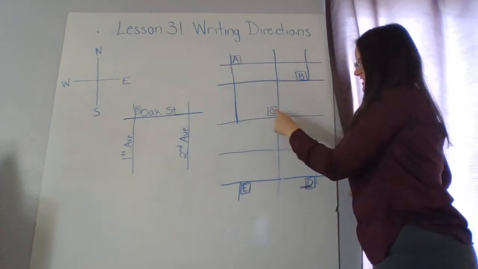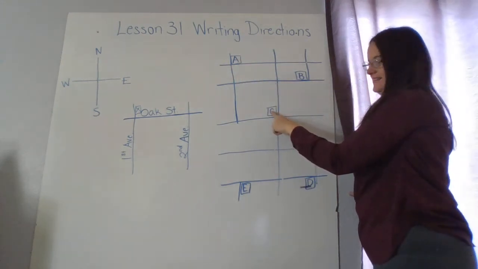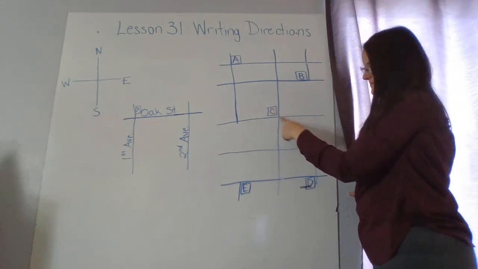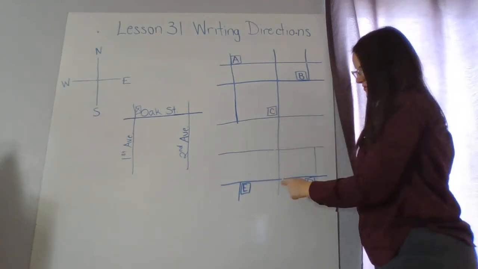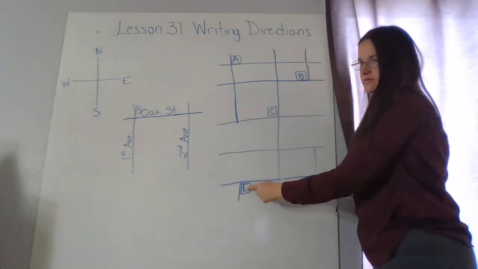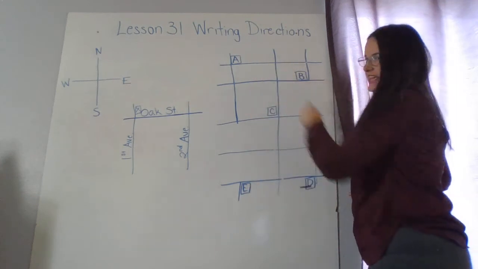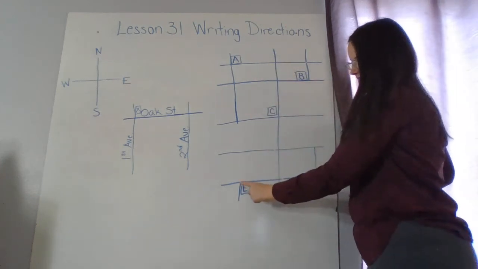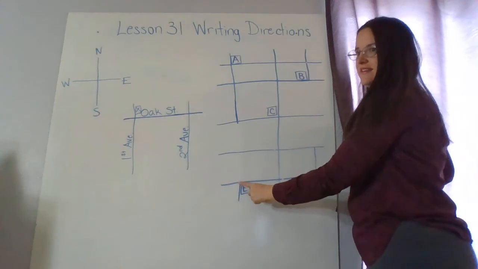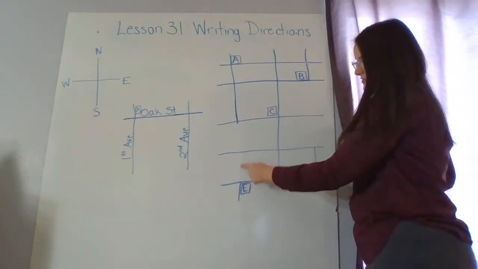Okay, now if I start at C, can you get me to E? 2 blocks south, so 1, 2, and 1 block west, and 1 block west, we're at E. From E, can you get me all the way up to A? 5 blocks north, but there's no street here.